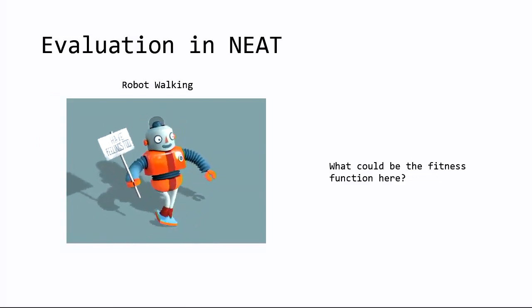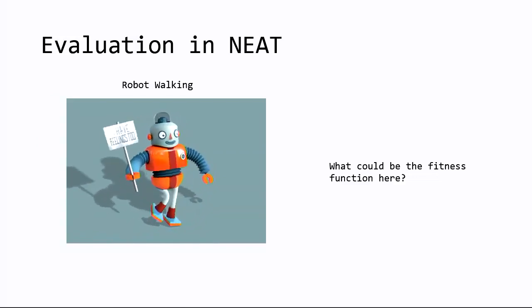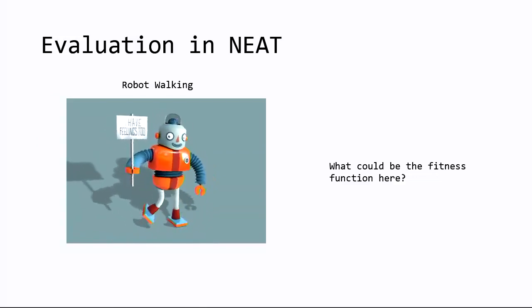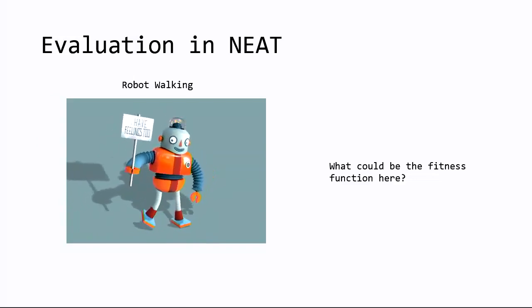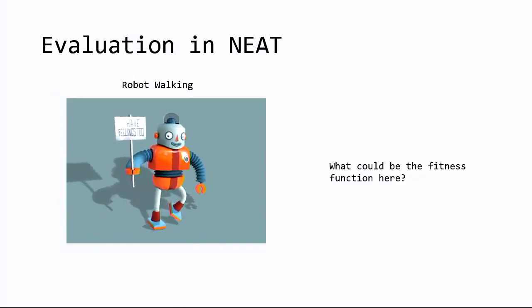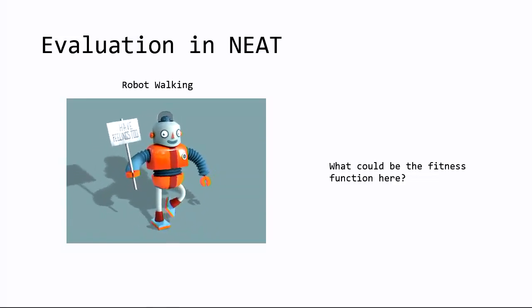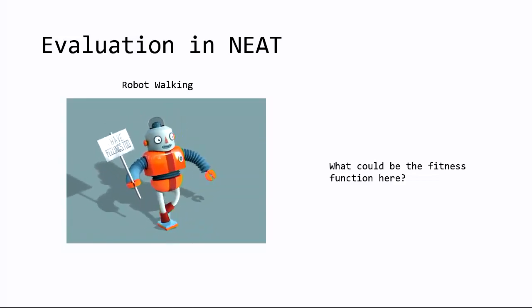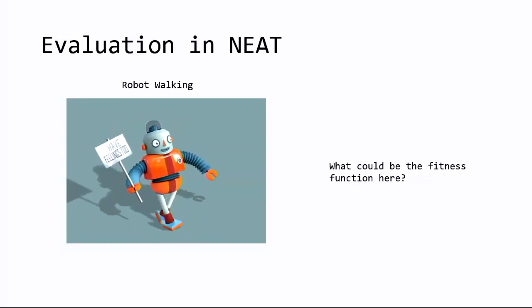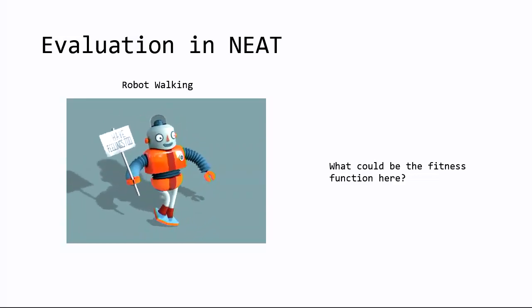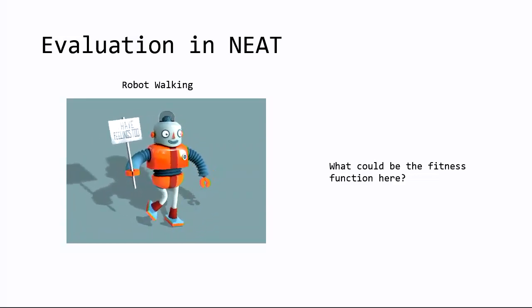What if we want to do a robot walking, so either in simulation or in real life? What could the fitness function be here? Yeah. Distance walked, right? Perfect. That's a really good one. There's a few other choices here. Does anyone know? Anyone have an idea? Yeah? Number of falls, right? You want the inverse of that. You want to decrease the number of falls.